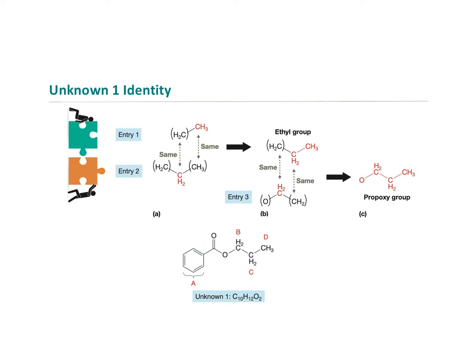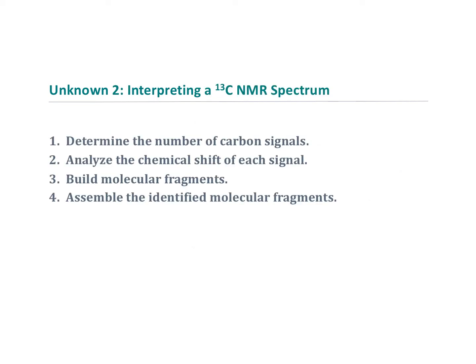This is where your IR is going to be really helpful, right? Because your IR is going to say, hey, look, you've got an ester stretch, okay? So you're going to have some oxygens. They're not going to be alcohols. You can double check this molecular weight with your mass spectrometry. So there's going to be a lot of pieces that you have that are really helpful to figuring out your unknowns. Let's do a second one.